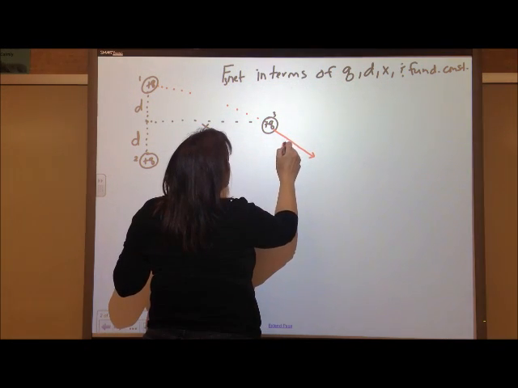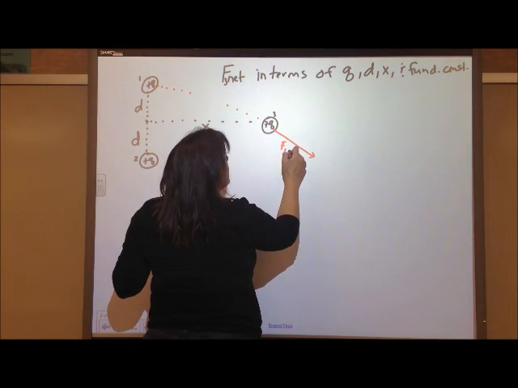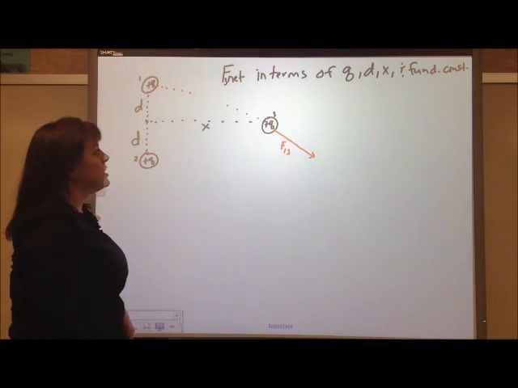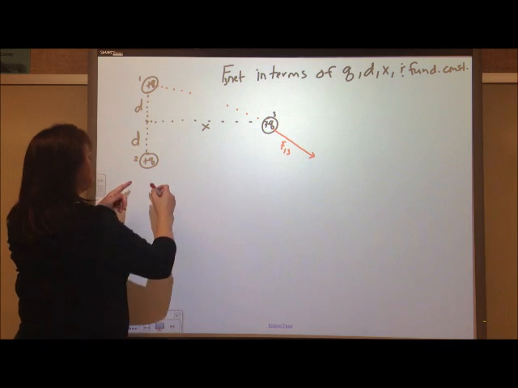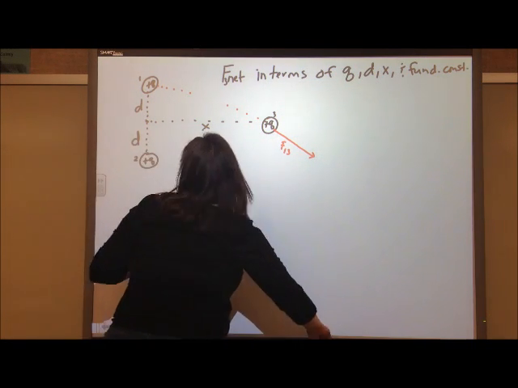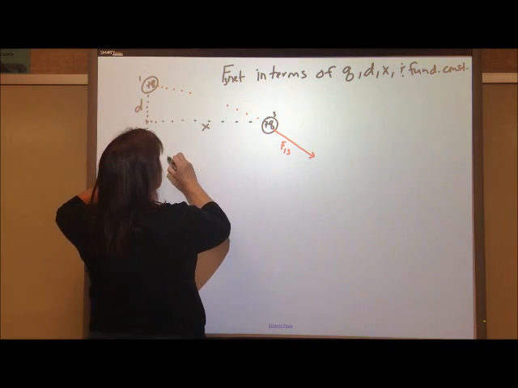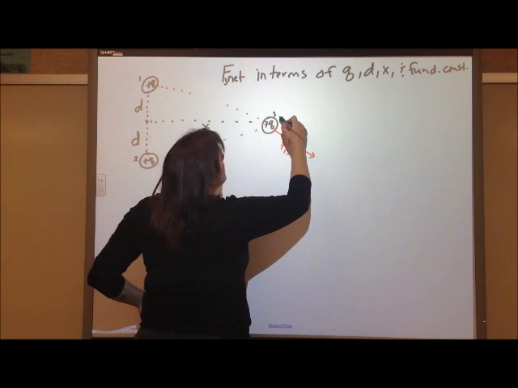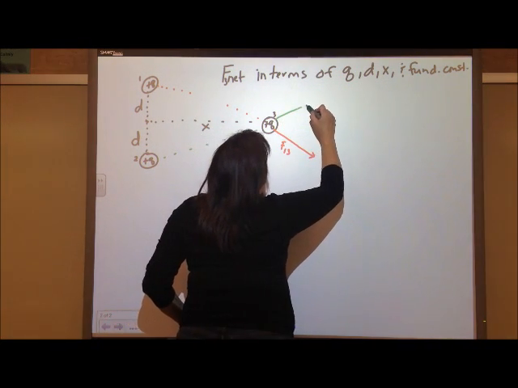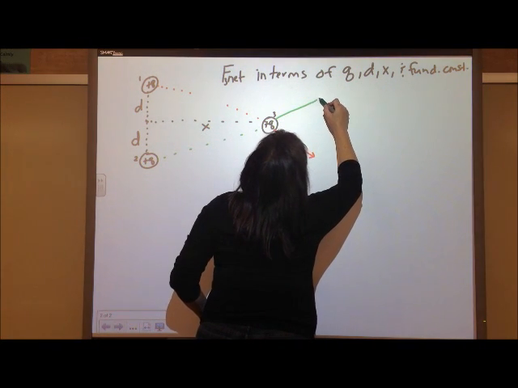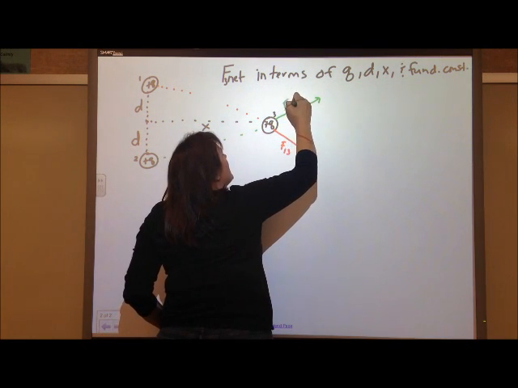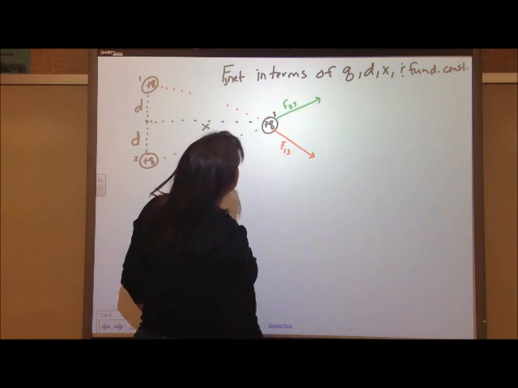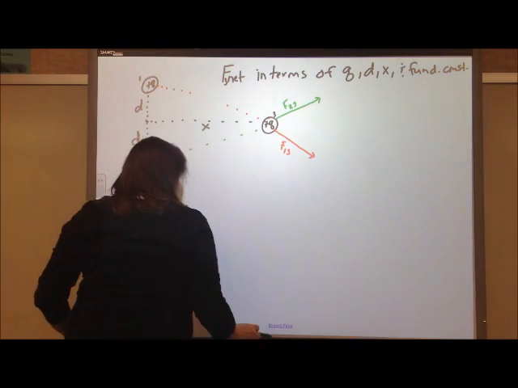We'll call that F13, the force of charge 1 on charge 3. They're both positive, so that's a repulsive force. And here we go down to charge 2, and we draw another force vector. It doesn't look quite the way I wanted it to look, but work with me here. There's force of 2 on 3.